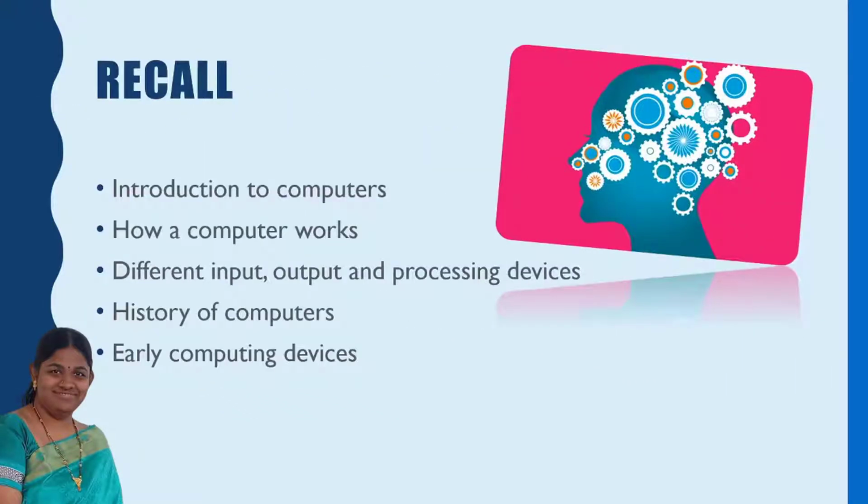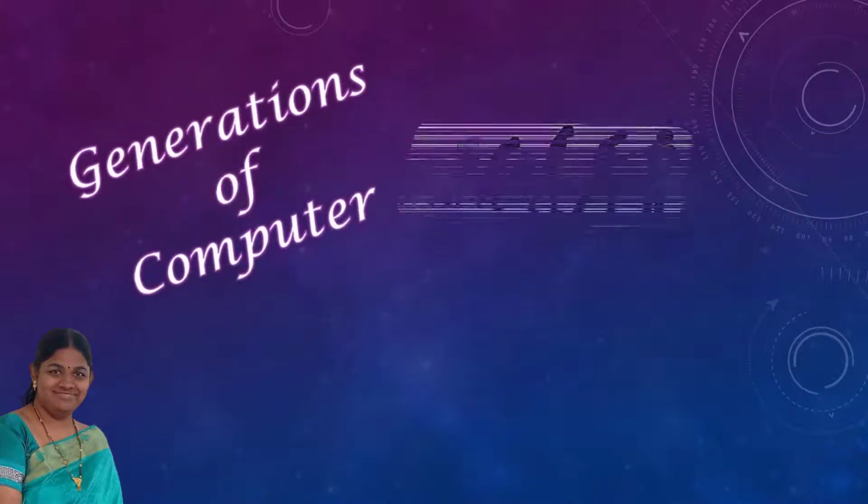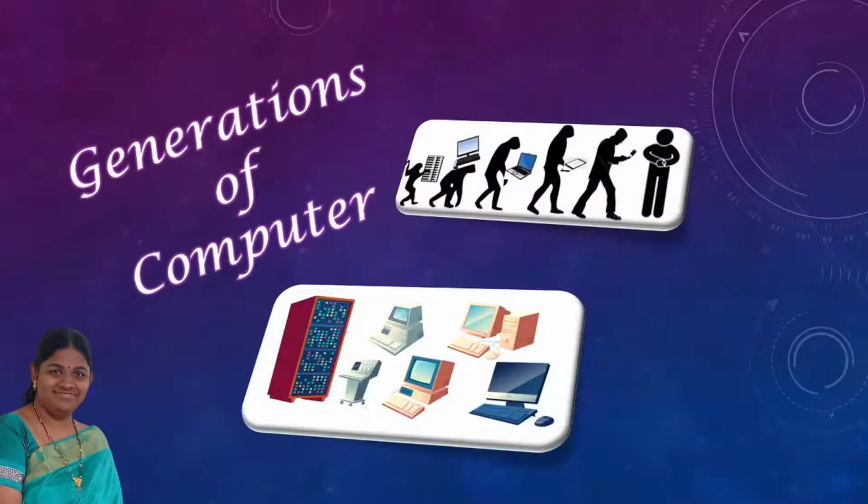Let's recall what we discussed in our previous class. We discussed what a computer is, how it works, and what the different input, output and processing devices are. We also discussed the history of computers and a few early computing devices like the abacus, difference engine, Pascal line machine, and analytical engine. Now in this class we are going to discuss the generations of computers.